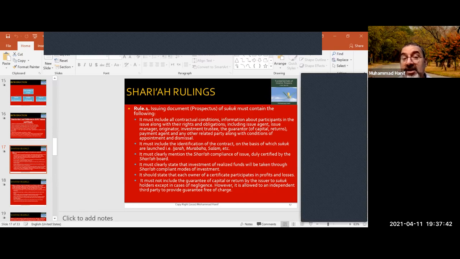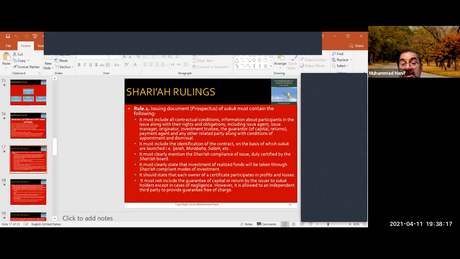It must include all contractual conditions, and information about participants in the issue, along with their rights and obligations, including the issue agent, issue manager, originator, investment trustee, the guarantor of capital and returns, payment agent, and any other related party, along with conditions of appointment and dismissal. It must include the identification of the contract on the basis of which sukuk are launched. Is it an Ijara sukuk? Is it a Mudarabah sukuk? Is it a Salam sukuk? Is it a Musharaka sukuk? Which type of sukuk is this?